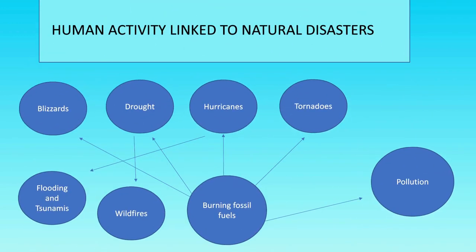So here's a small little chart showing the relationship between certain disasters. You'll notice that burning fossil fuels causes 4 natural disasters: blizzards, drought, hurricanes, and tornadoes, and pollution is just one caused by humans. Droughts can cause wildfires, and hurricanes can cause flooding.